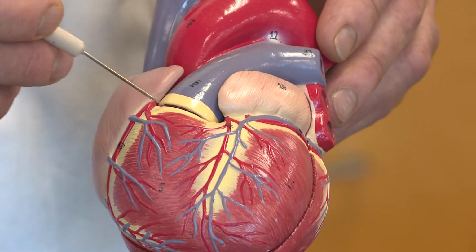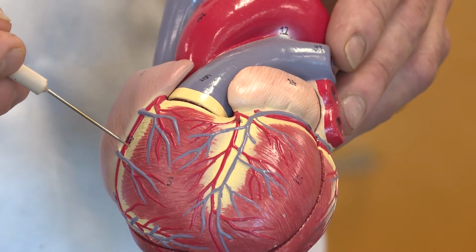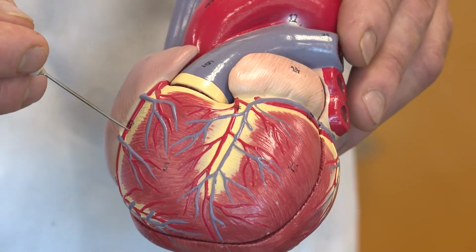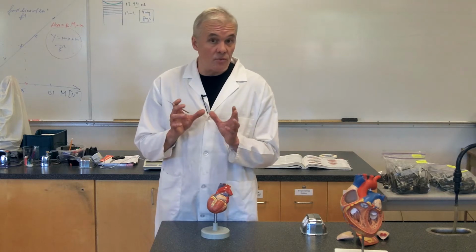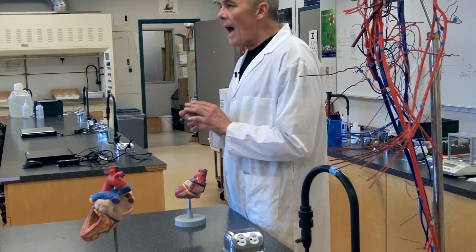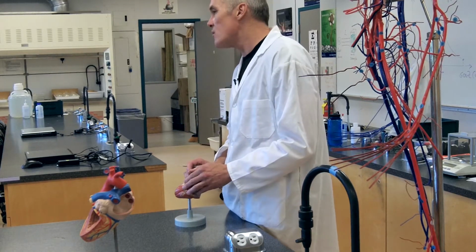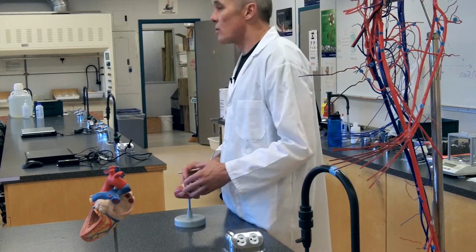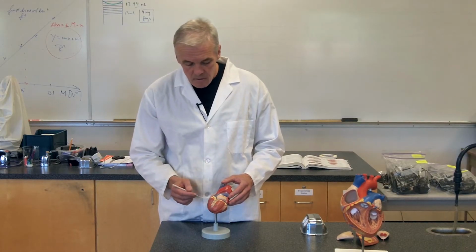What we see as far as this yellow matter in here is the heart skeleton. The heart skeleton is connective tissue that supports the different valves, the cuspid and semilunar valves. As well, it acts as an insulator to keep electrical signals occurring in the atrium from affecting the ventricles. So this is what we see as the heart skeleton.